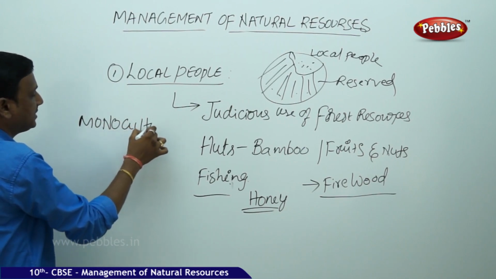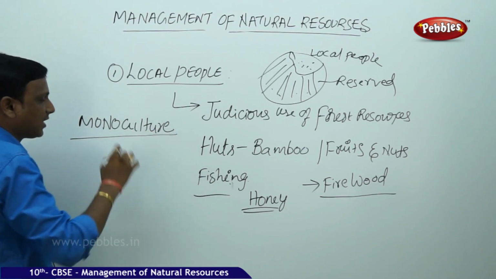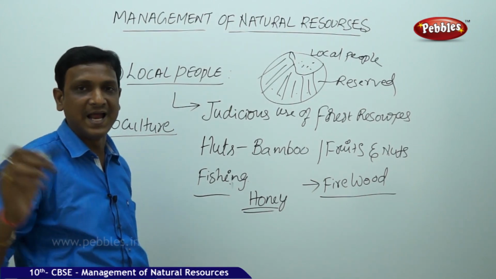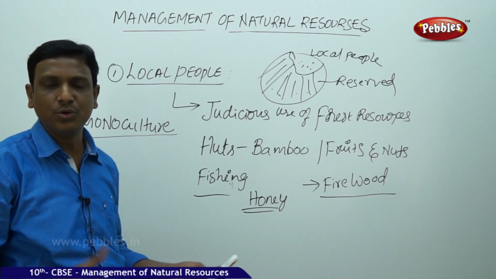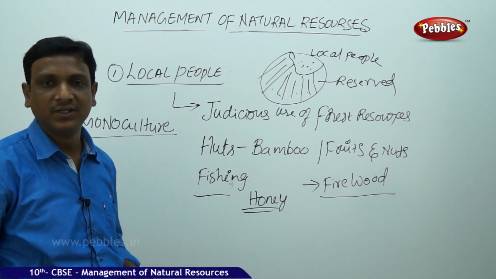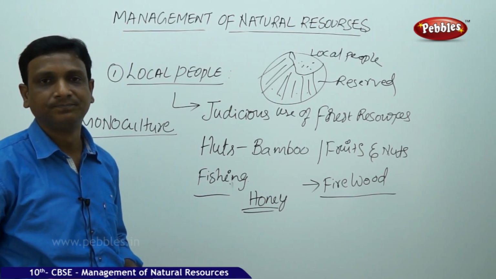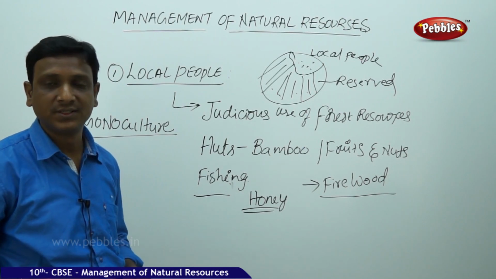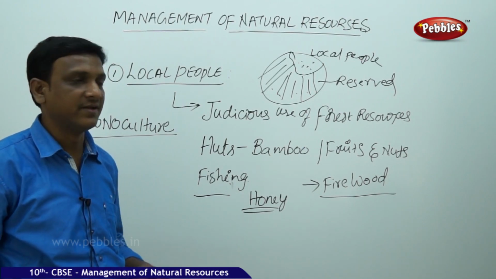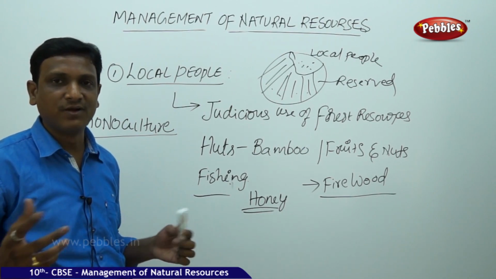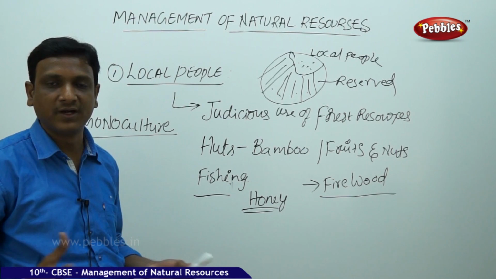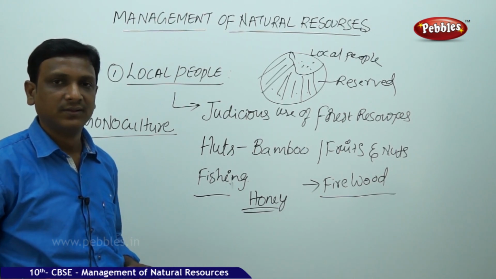What is this monoculture? Growing the same kind of plant or tree in a particular land. If it is monoculture and you find only one kind of tree, you can't call it a forest. You have to call it a plantation. Similar kind of trees everywhere. There is no diversity. You cannot find different kinds of plants, animals, or organisms there.